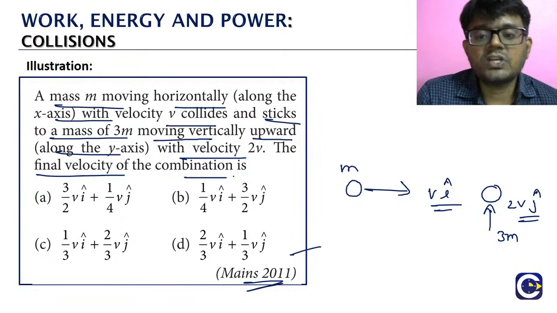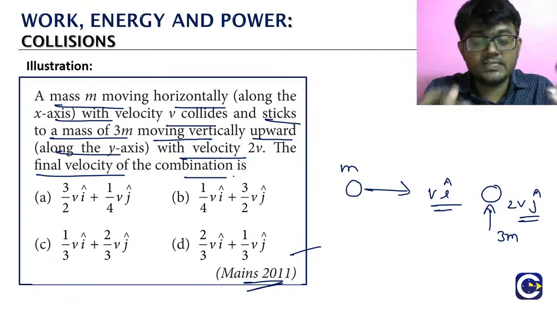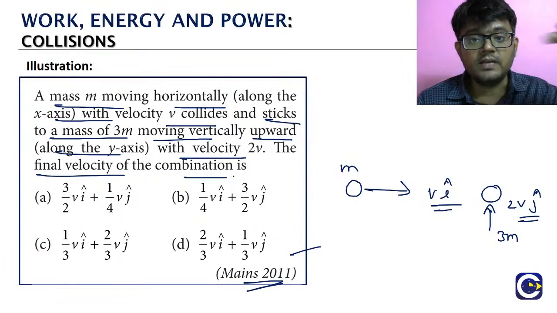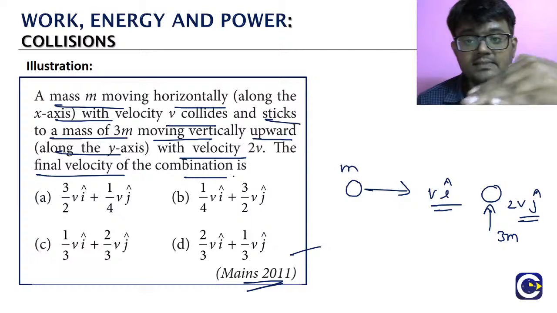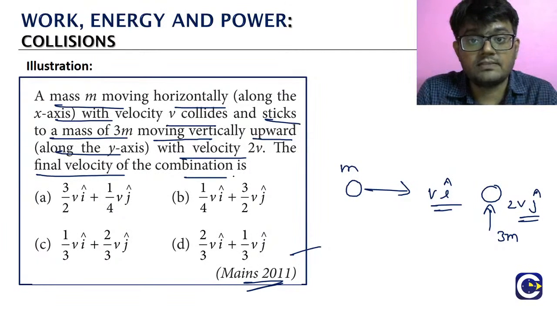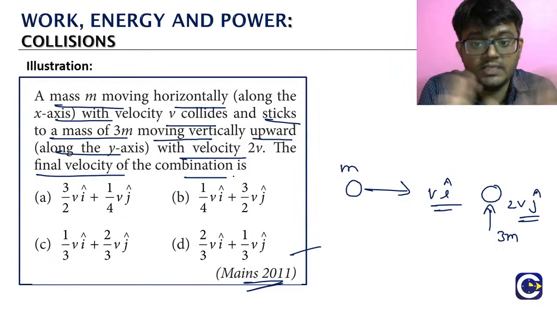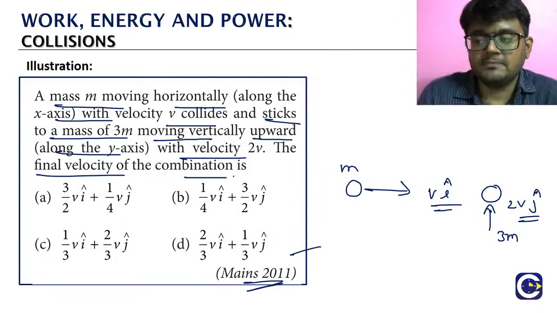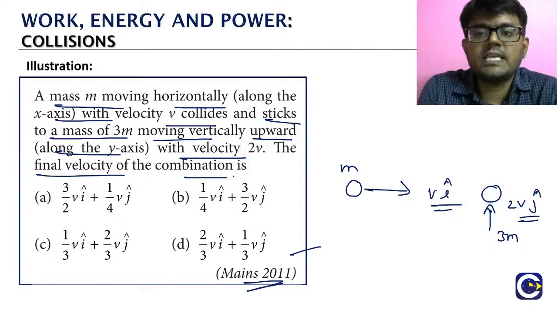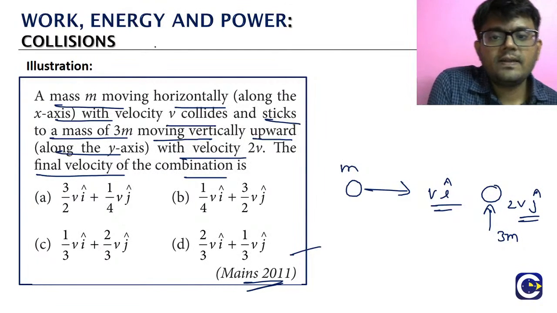The final velocity of the combination. This is an oblique collision: the velocity of m is along the x-axis, and the velocity of 3m is along the y-axis. It is an oblique collision, not a head on collision. But here they are sticking and moving. Finally both of them are sticking and moving, right? So look at the total mass, what is the total mass finally?